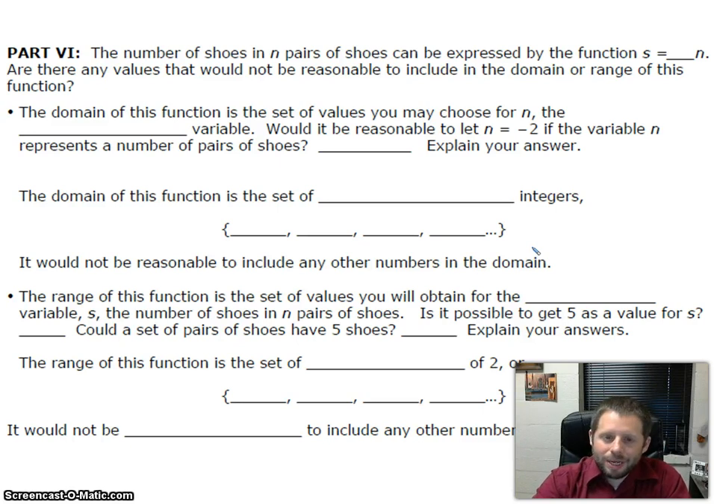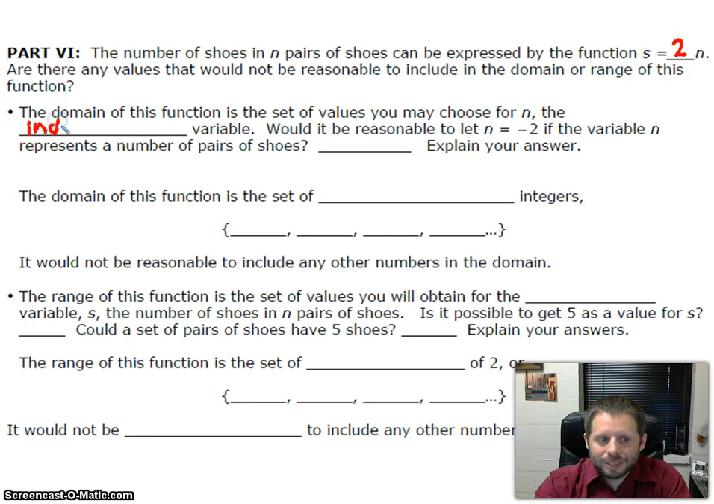So think about it. When you buy a pair of shoes, how many shoes come in a pair? 2, right? So for each pair of shoes, if we want to know how many total shoes we would have, we would multiply the number of pairs by 2. Agreed? So it says, are there any values that would not be reasonable to include in our domain or range for this given function? The domain of this function is the set of values you may choose for n, which is our independent variable.